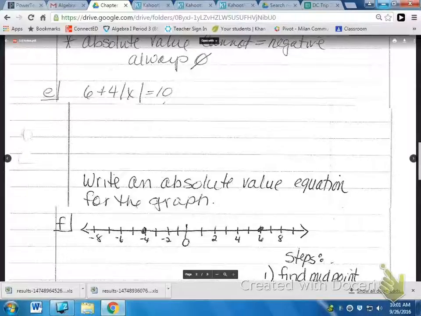Ben, you got a question? Do you know how to do this one? Okay, what are you going to do? I'm going to put 6 plus 4x equals 10. Nope. You gotta solve for the absolute value of x first and get that alone, and then rewrite the two equations. I have a question. Could this one equal negative? This one could equal negative 10. It's just that when you get down to the absolute value by itself, it can't be negative.